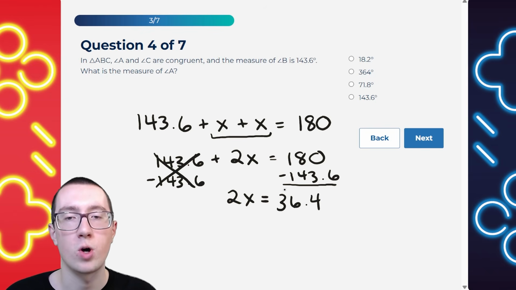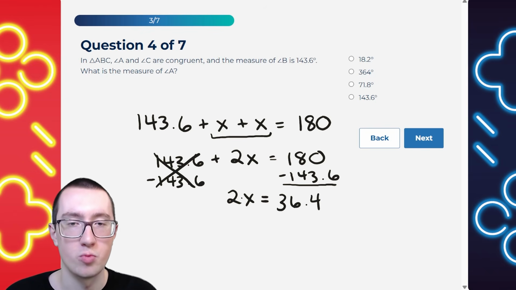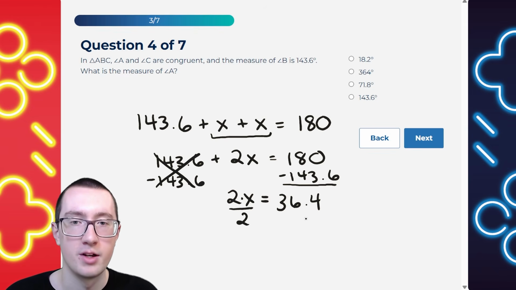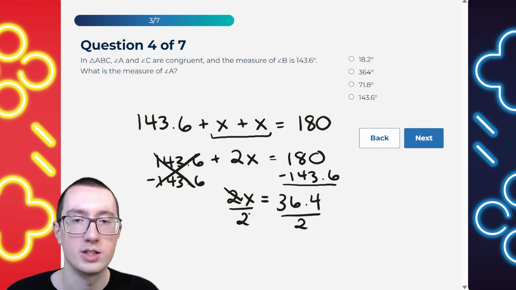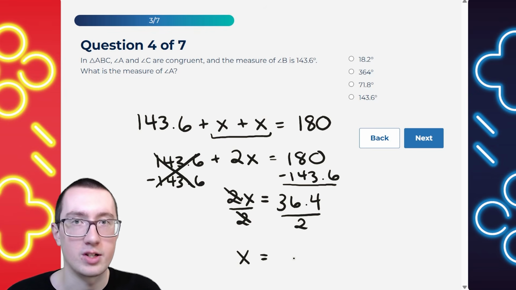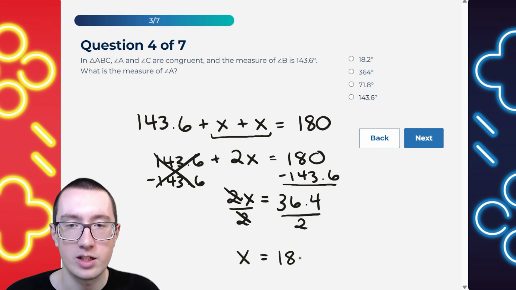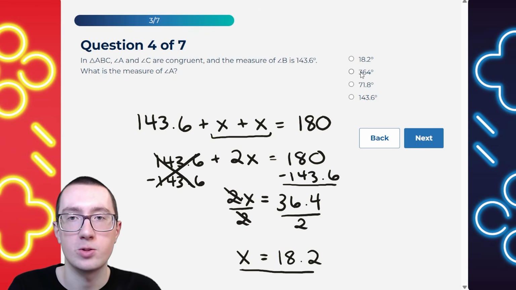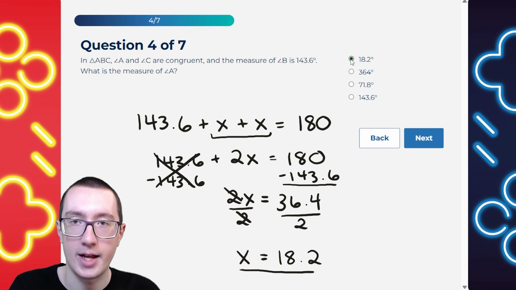And now we just have a one-step equation. So this is multiplication whenever you have a number next to a letter. So I'm going to do the opposite of multiplication, which is division, and divide both sides by 2. So these cancel out. On the left side, we just have x. And on the right side, we have 36.4 divided by 2, which you can put in your calculator as well. You'll get 18.2. And that is one of our answer choices. So the answer is going to be 18.2.